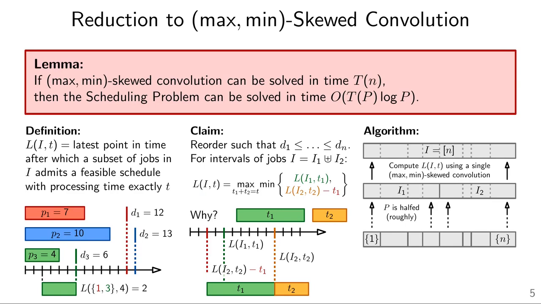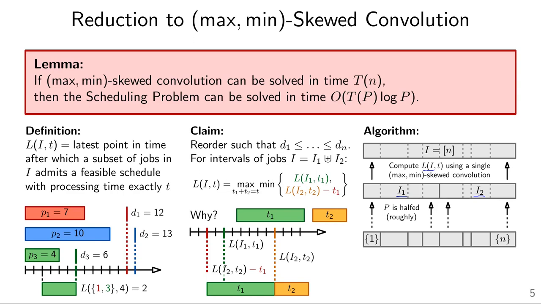This brings us to the following algorithm. We start with the full set of jobs, I. Our goal is no longer to just compute a solution to the problem, but we want to compute this full table of all values L of I and T. And this is a recursive algorithm. First, we split the set of all jobs into two parts, I1 and I2. The splitting is done in such a way that the total processing time of all jobs in I1 is roughly p half. The same also holds for the total processing time of all the jobs in I2. We then compute the tables L of I1 and L of I2 recursively and use a single call to the maximum skewed convolution problem to get the table of L of I.